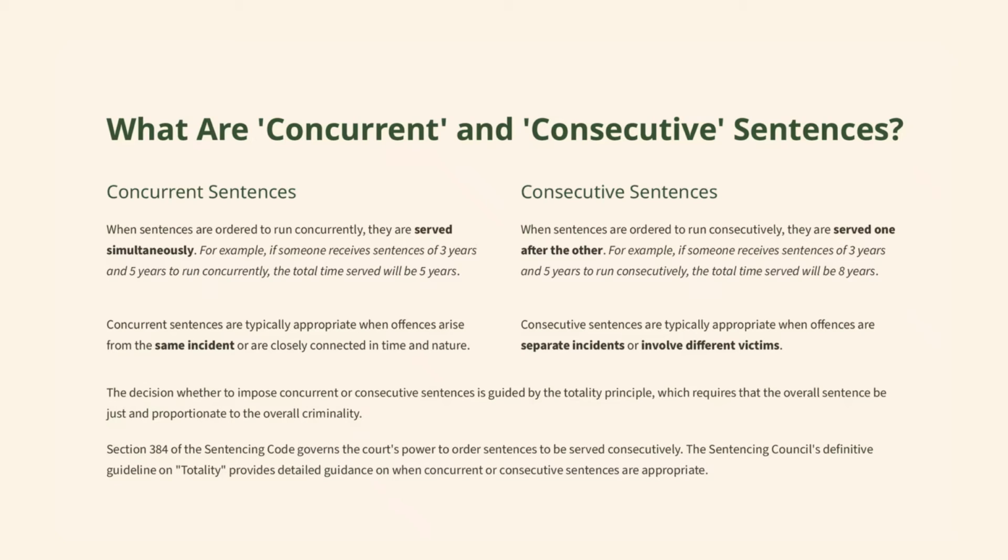The decision whether to impose concurrent or consecutive sentences is guided by the totality principle, which requires that the overall sentence be just and proportionate to the overall criminality. Section 384 of the Sentencing Code governs the court's power to order sentences to be served consecutively. The Sentencing Council's definitive guideline on totality provides detailed guidance on when concurrent or consecutive sentences are appropriate.